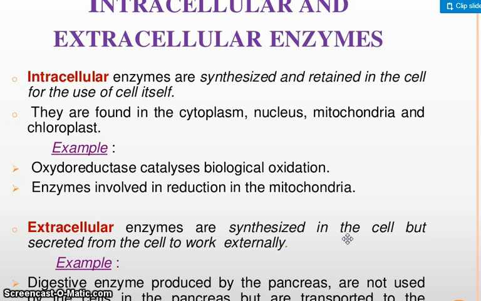So, intracellular and extracellular enzymes. Intracellular enzymes are synthesized and retained in the cell for the use of the cell itself. They are found in the cytoplasm, nucleus, mitochondria and chloroplast. Example, oxidoreductase catalyzes biological oxidation. Enzymes involved in reductions are in the mitochondria. Extracellular enzymes are synthesized in the cell but secreted from the cell to work externally. Example, digestive enzymes produced by the pancreas are not used by the cell in the pancreas but transported to the intestine.